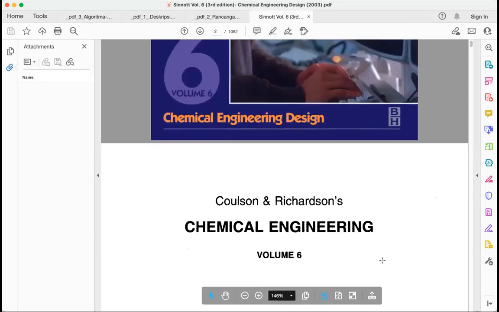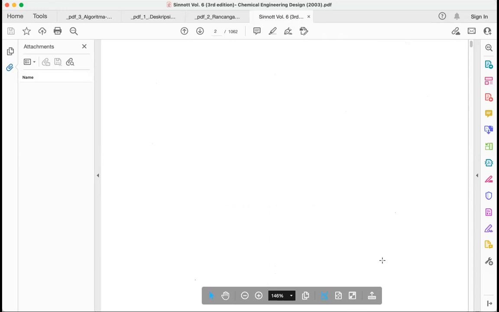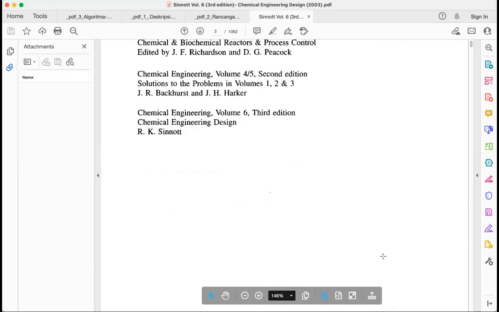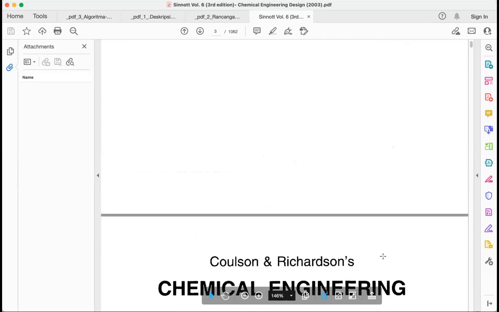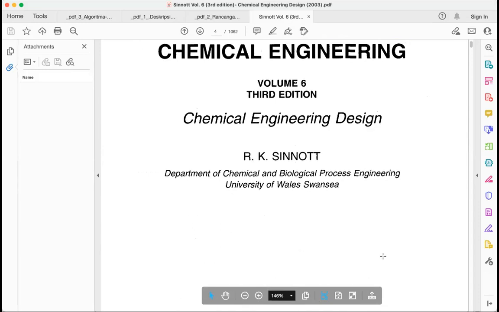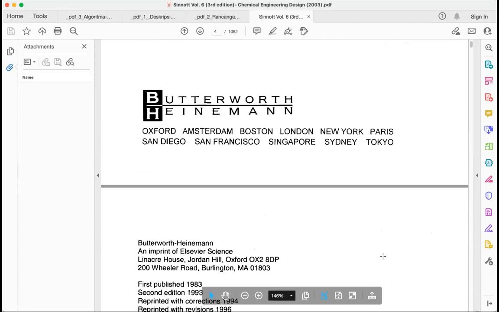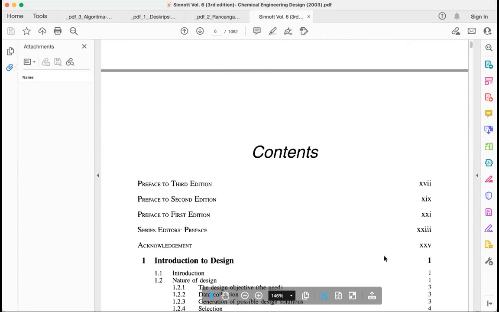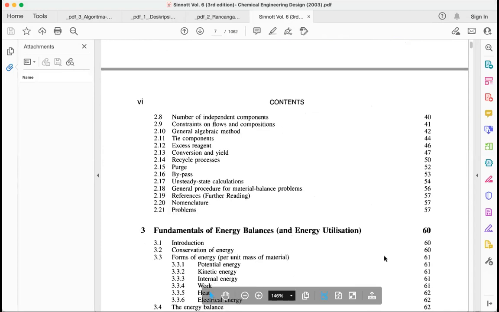It is really about the handbook of Coulson and Richardson. We use it a lot in chemical engineering, and this one is for chemical engineering design, volume 6.